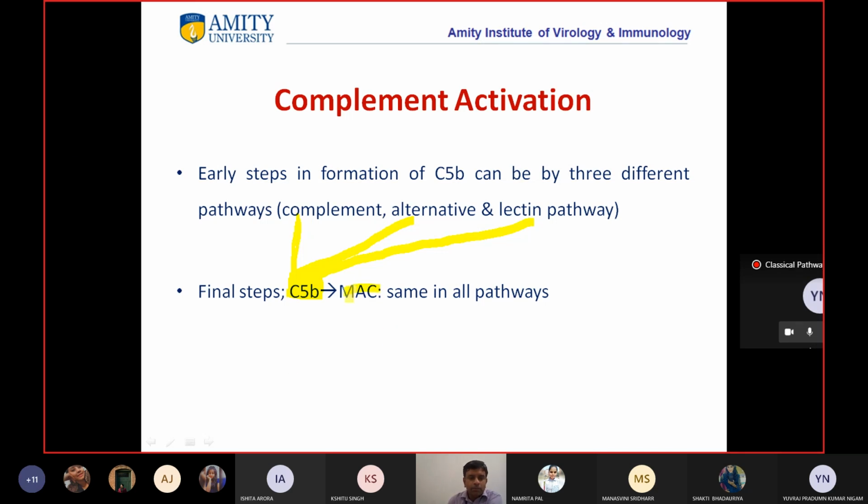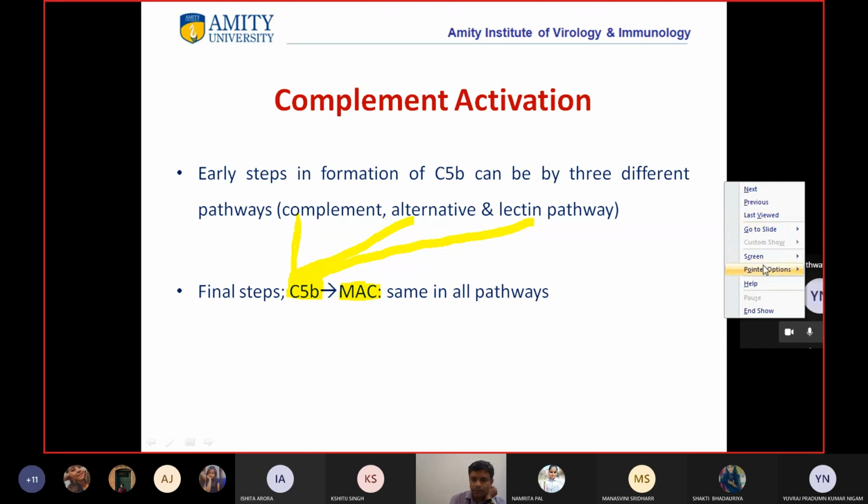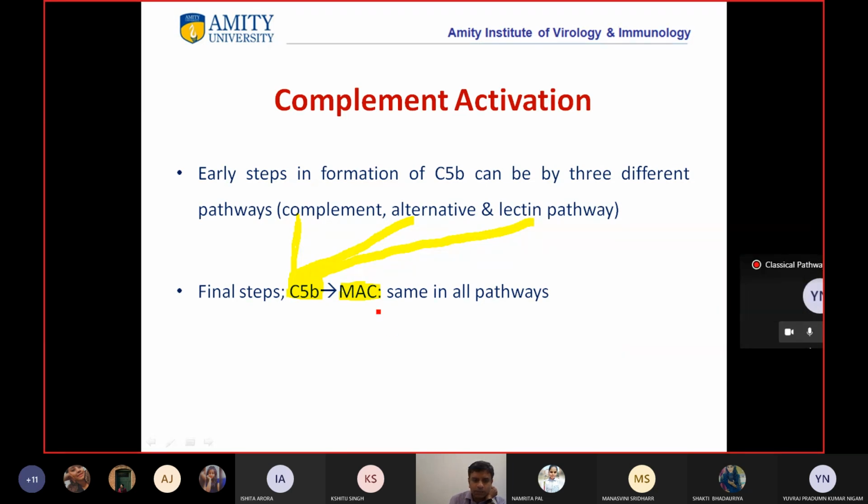Now this MAC is membrane attack complex. So a complex is made which attacks the membrane, right? If you just see this word and go in the backward direction, a complex which attacks the membrane. And this is called membrane attack complex, MAC, right? So this is the end point.